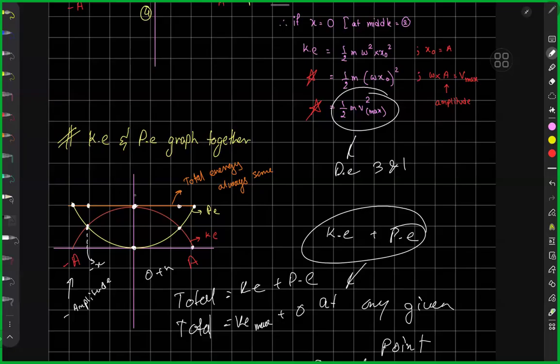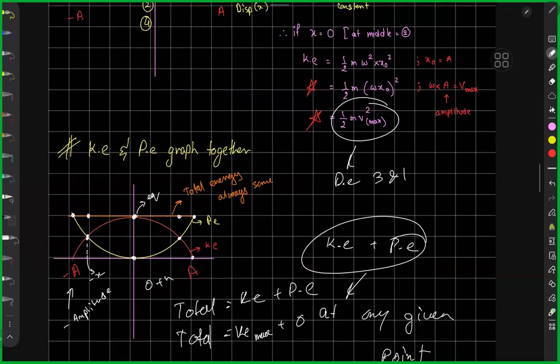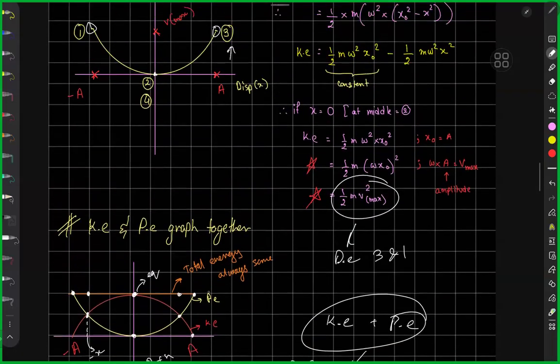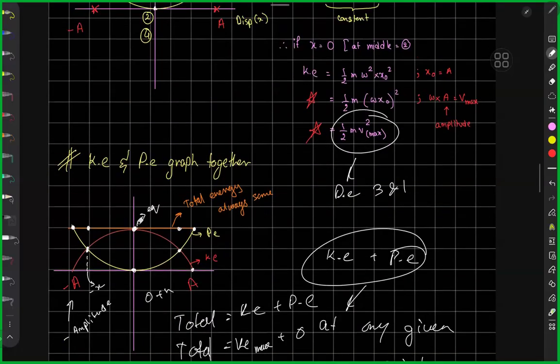Let's see the middle position, the equilibrium position. This is the EQ position. What happens here? My kinetic energy is maximum. See the red line? That is a maxima. See the yellow line, that is zero. What is the yellow line? The potential energy, right? So zero plus maximum kinetic energy gives me again the total energy.